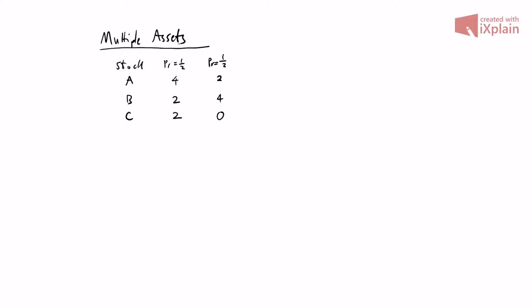You can easily calculate that A and B have the same average return and variance. On average, A gives you 3, B gives you 3, and C only gives you 1. So C is obviously inferior in this case.